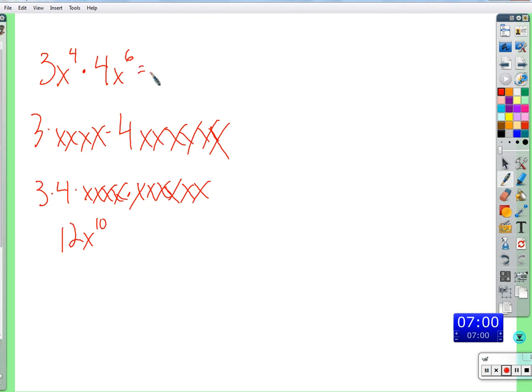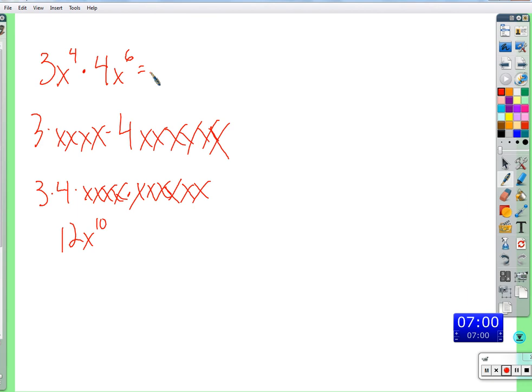Now, this is not to say you should memorize the rule that when you're multiplying everything together, you can multiply the numbers and then add the exponents. It's not about memorizing the rules. That's what gets you into trouble. That's what gets you confused, memorizing a bunch of rules that you can't keep straight. I speak from experience myself and from teaching.